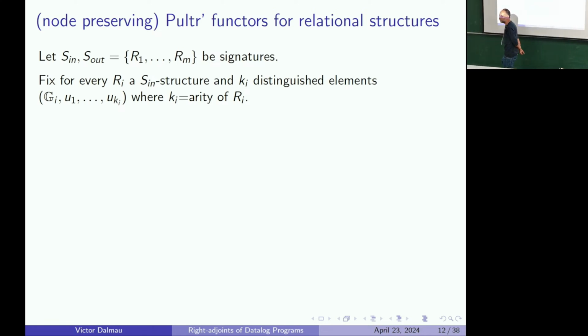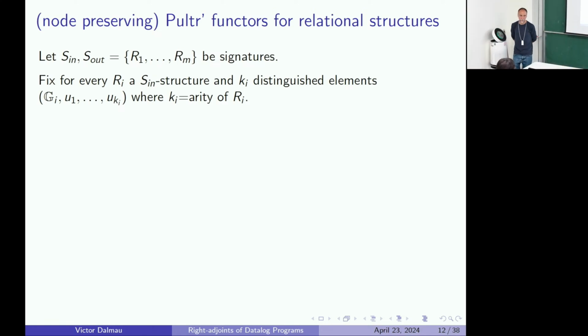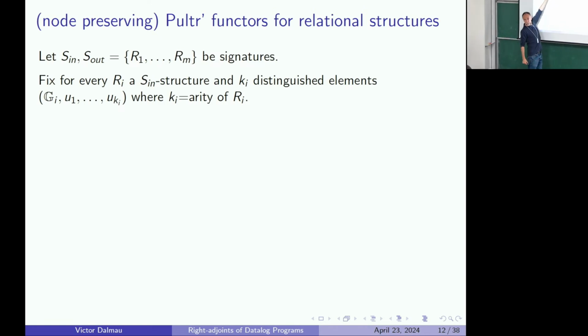So how does it go for relational structures? Let me show you the definition. You have some input signature and some output signature. I'm spelling out only the output signature; I would not need to know the input signature. And now you can imagine how it goes.